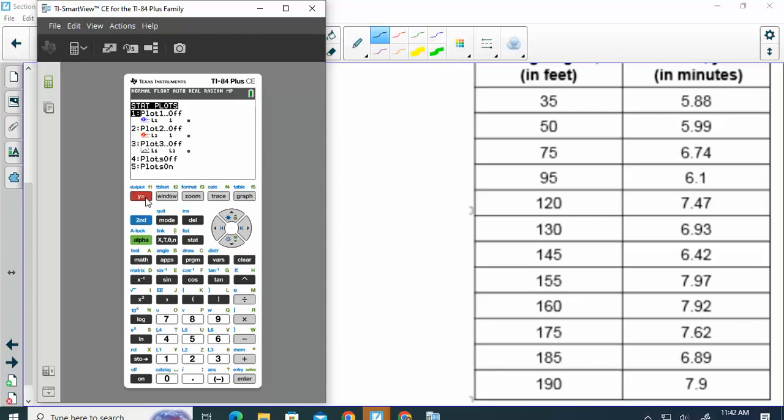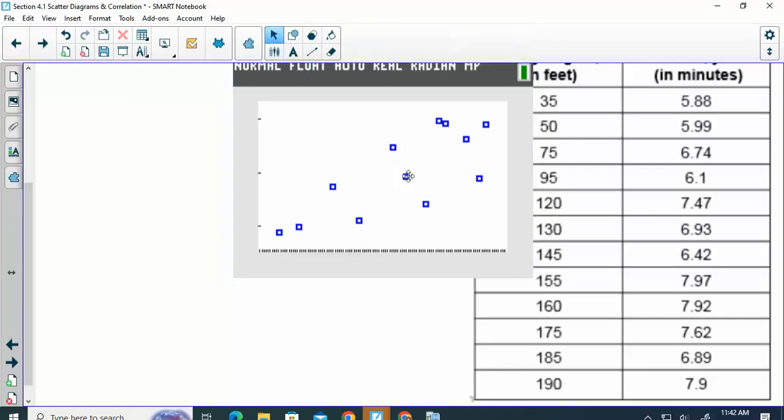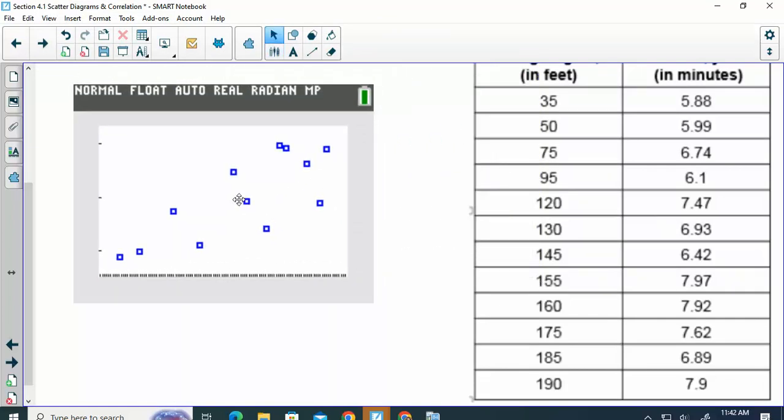So then we can go into our stat plot. Plot 1. I want to turn it on, and I want a scatter plot. So that's the first option. It just looks like little dots. And you notice it'll automatically say the x's are L1 and the y's are L2, which is what we want. I'm going to go to zoom and do number 9, zoom stat, and it'll take me to where my data is. So we should get something that looks like that.